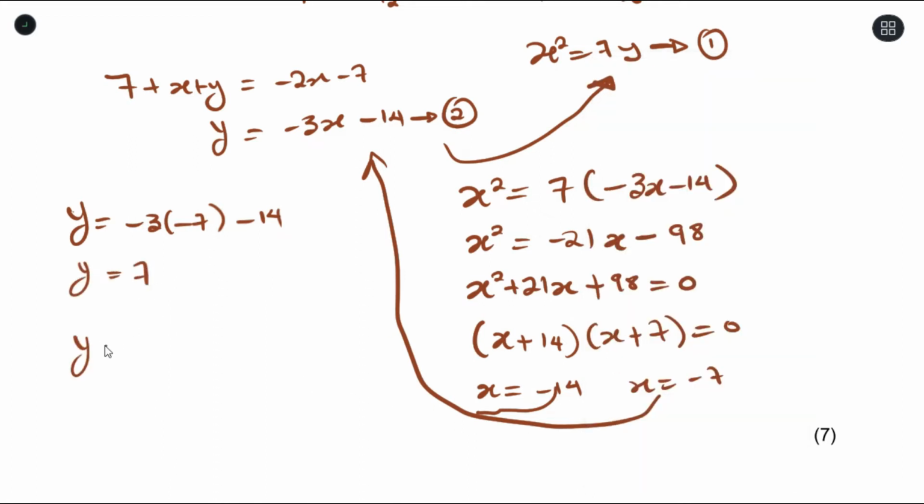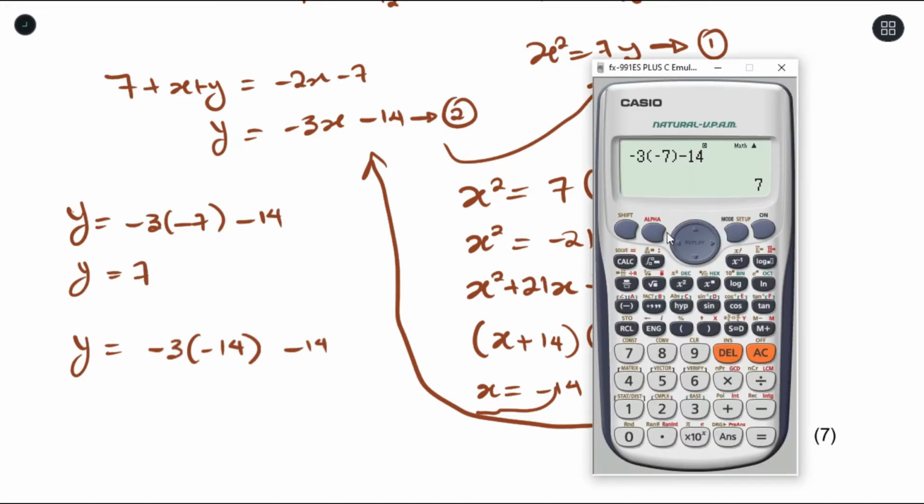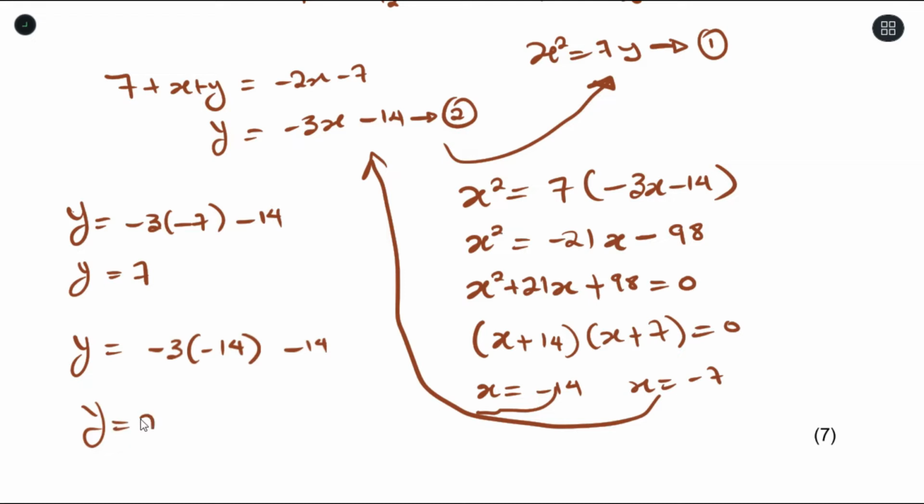And for the second one, negative 3 times negative 14, minus 14. Okay, so let's replace this here. So negative 14 will give you 28. So we have here y is equal to 28. Okay, so those are your values for x, negative 14 and negative 7. And the values for y are 7 and 28. And that's exactly what they wanted for this question.